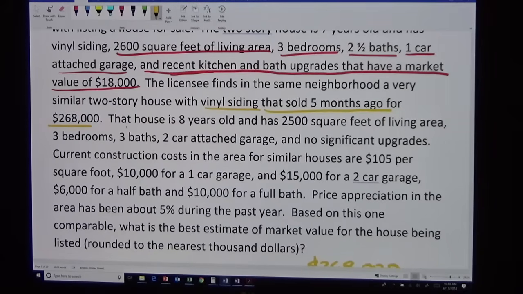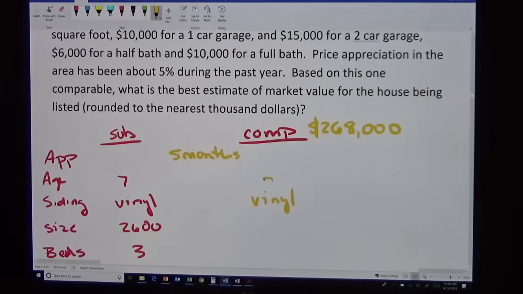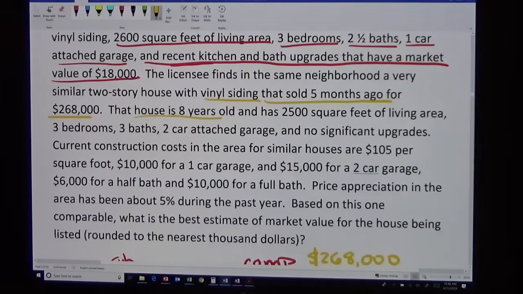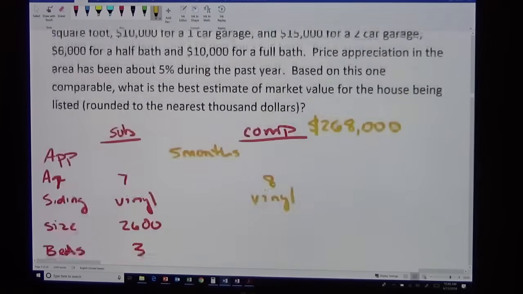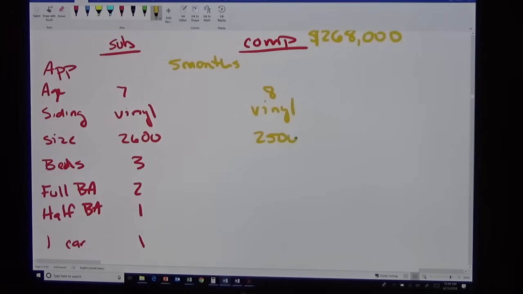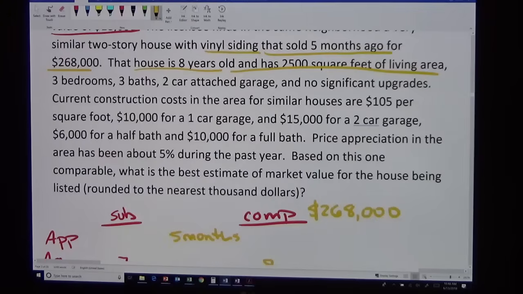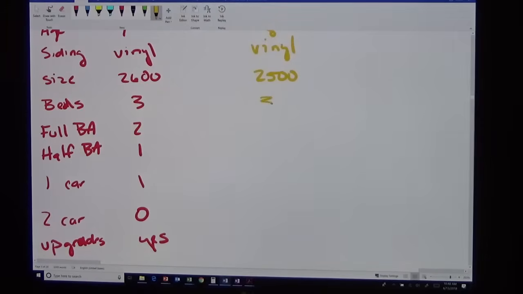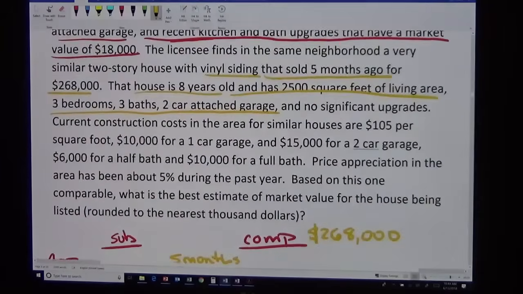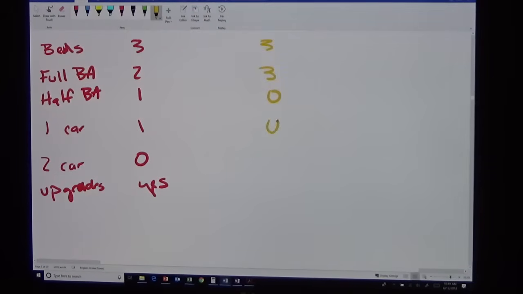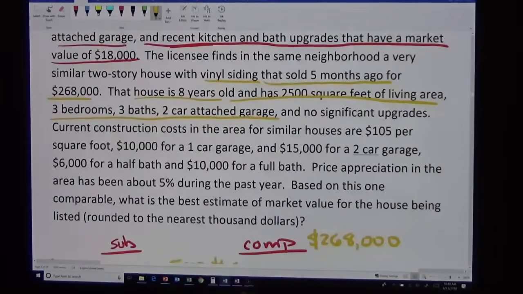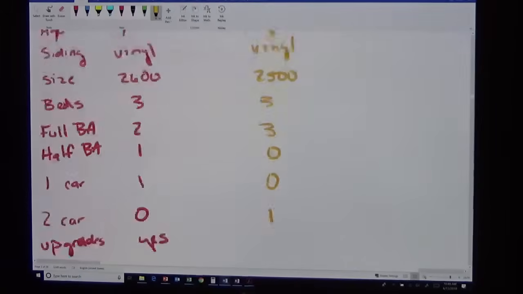That house is 8 years old. Okay, so our age is 8 years. And has 2,500 square feet of living area. Alright, so 2,500. 3 beds, 3 baths, 2-car attached garage. So 3 beds, 3 full baths, and 0 half baths. And then on the garage side it has a 2-car attached garage. So it does not have a 1-car, that's 0, and it does have a 2-car, that's a 1. And then finally, no significant upgrades. Okay, so no.